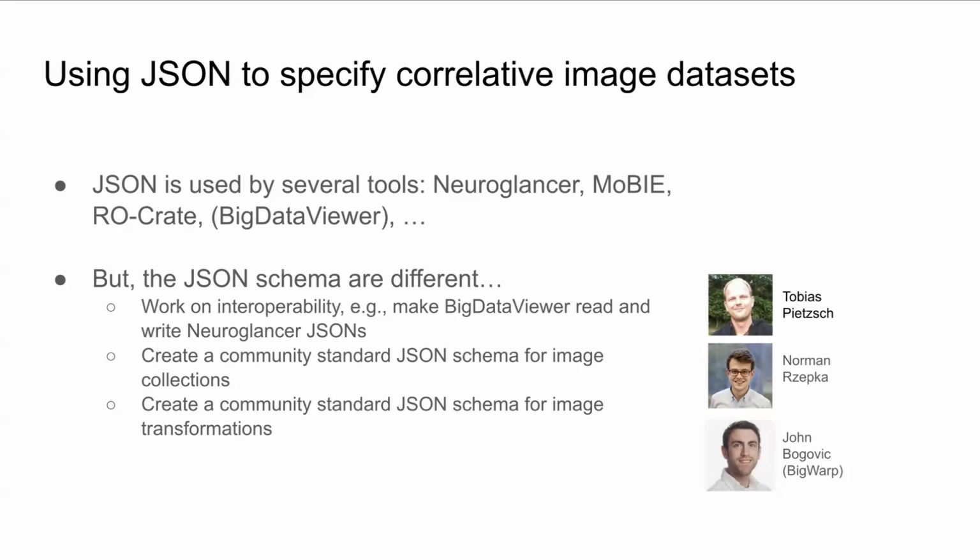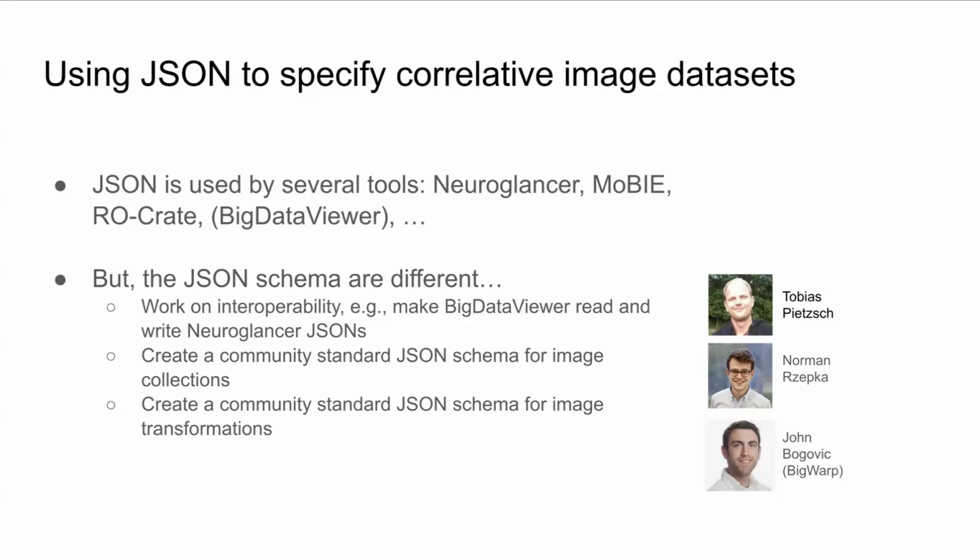So what can we do about this? One thing we could do is work on interoperability. For example, making Big Data Viewer read and write Neuroglancer JSONs, as well as possible, is something that Tobias is considering. Tobias is the developer of Big Data Viewer, for those of you that don't know. Then Norman, who is the head of the company, together with people, including me, in fact, suggest to work on a standard JSON schema that maybe then many tools would support.